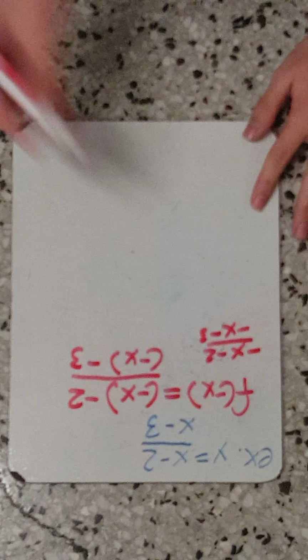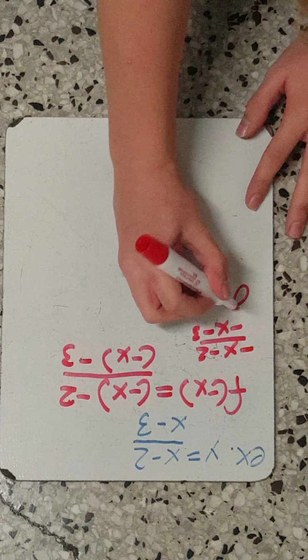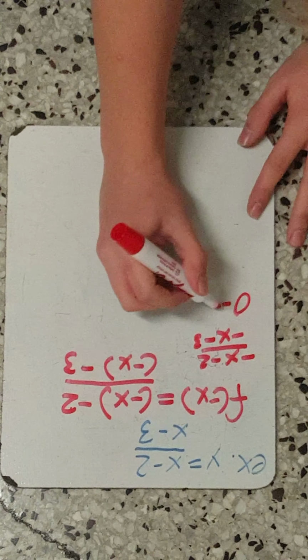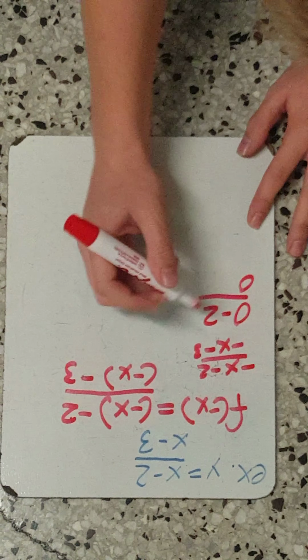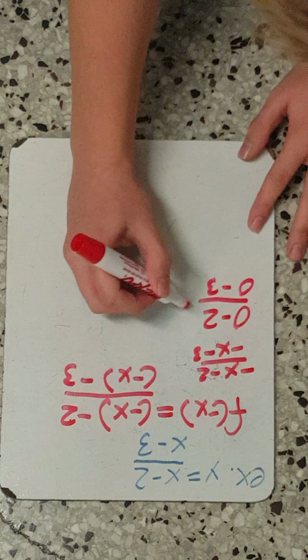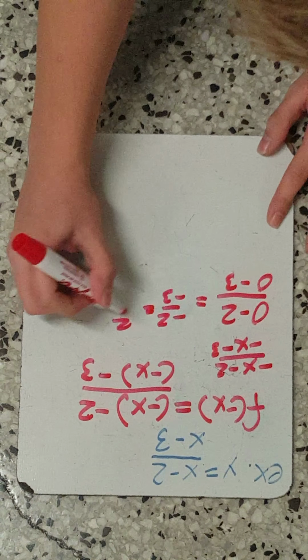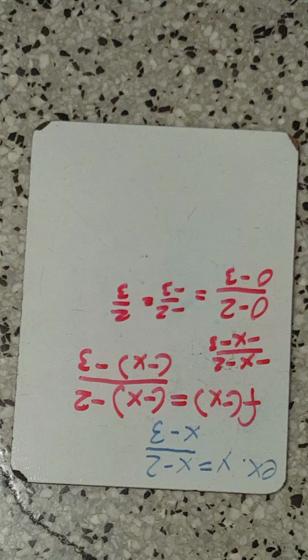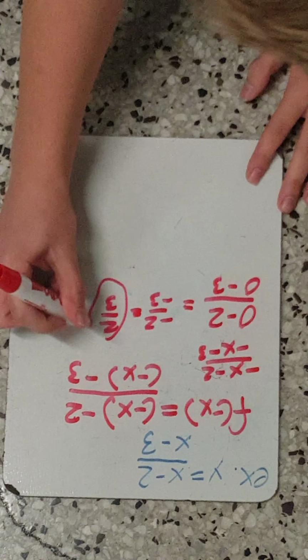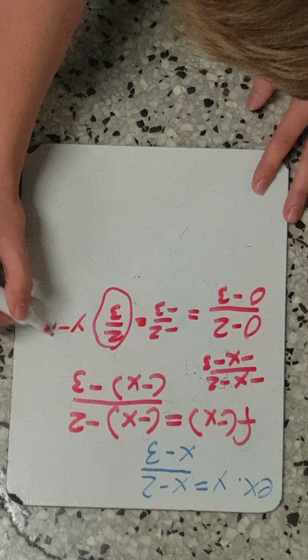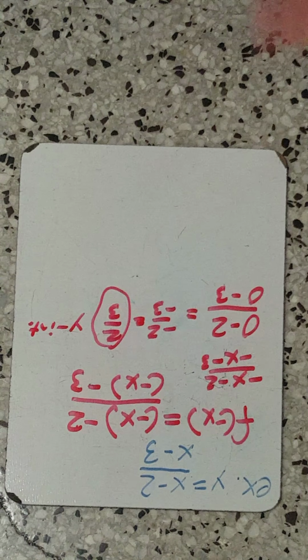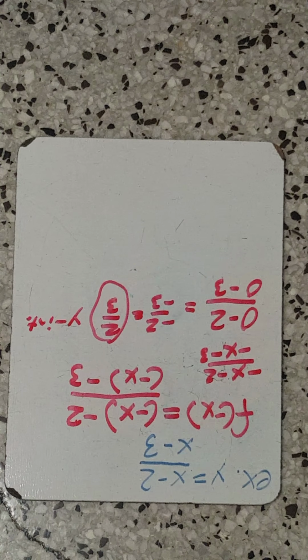And the next step would be to find your y-intercept, and to do this you would make all your x's 0. So that would get 0 minus 2 over 0 minus 3, which will get you negative 2 over negative 3, or 2 over 3. And that is your y-intercept right there.